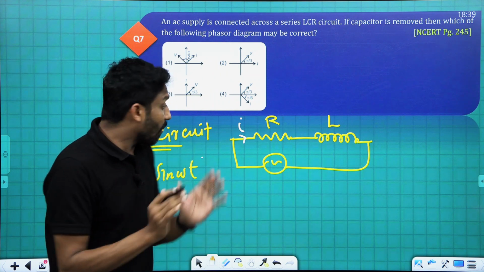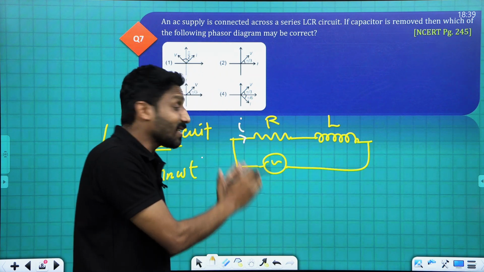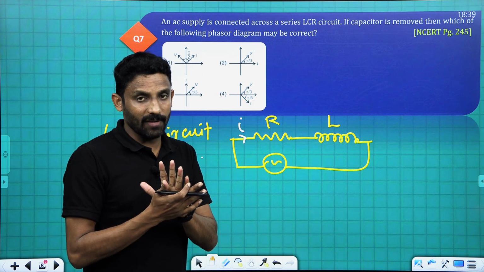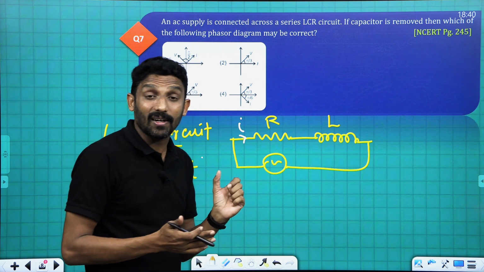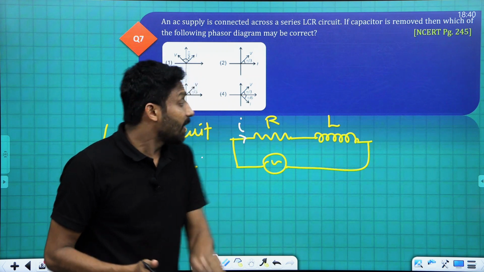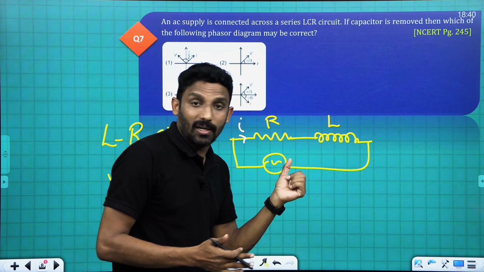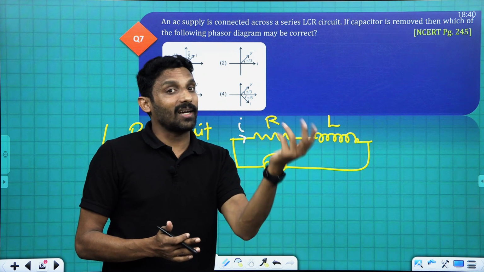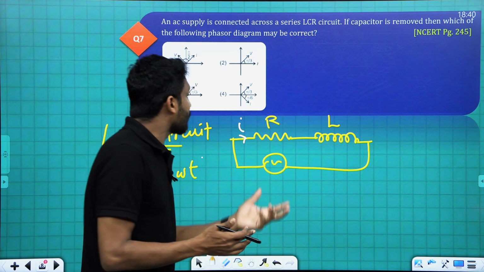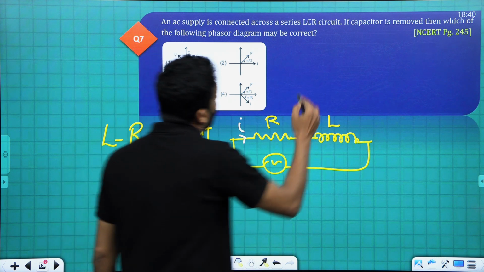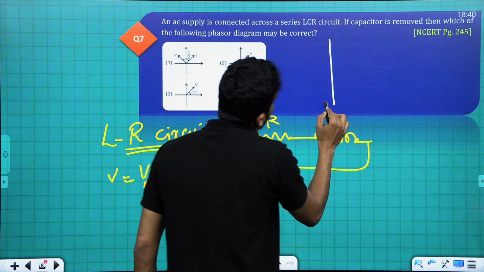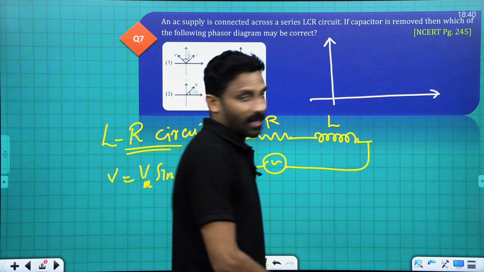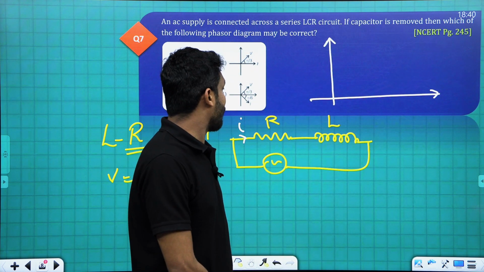Now, the voltage across resistor and the current are in same phase. But the voltage across the inductor is leading the current. Okay, that is the theory we studied. Then what will be the phasor diagram? See, we draw the phasor diagram. Suppose we draw the phasor diagram. Clear? This is the phasor diagram.